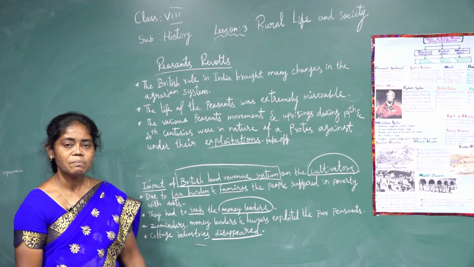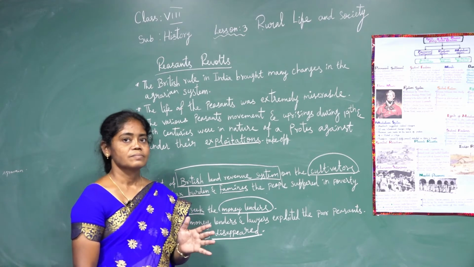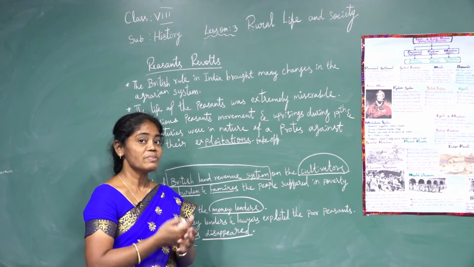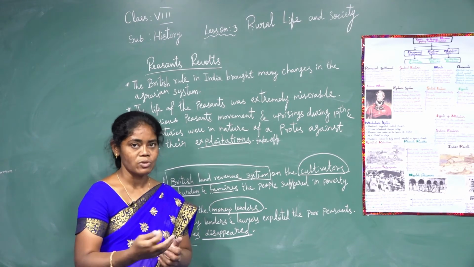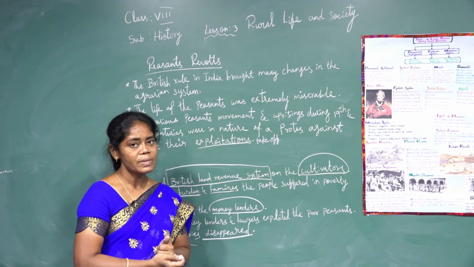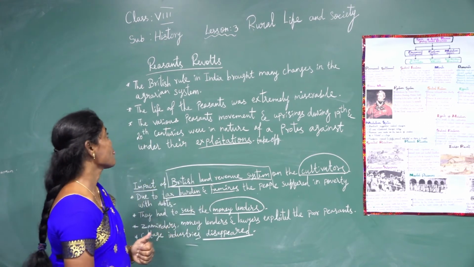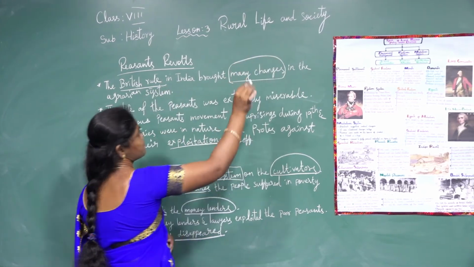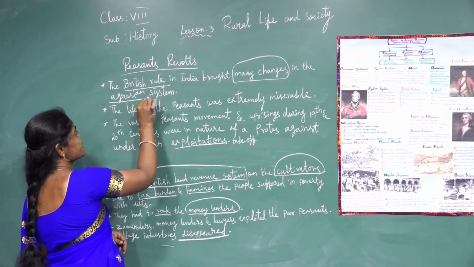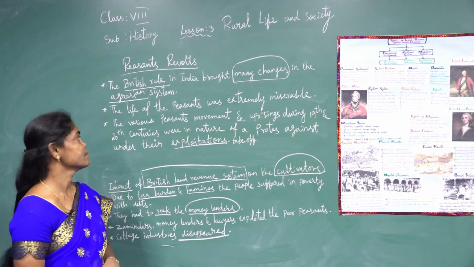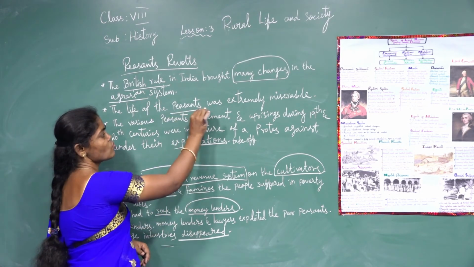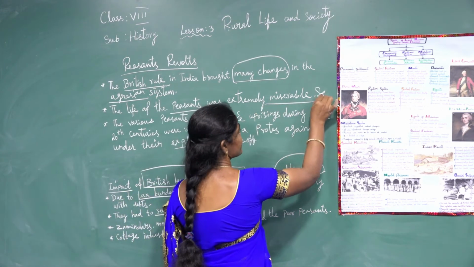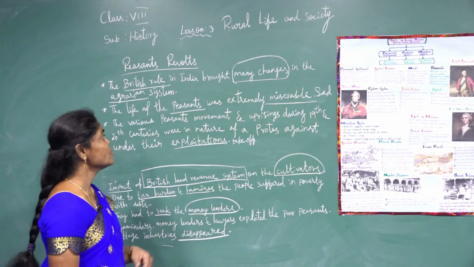Now we will come to the peasant ryots. Peasants, that is ryots, or otherwise said to be farmers. How did they revolt? What is the reason for the peasants' revolt? We will see. The British rule in India brought many changes in the agriculture system. The life of the peasants became extremely miserable, that is sad, due to this system.